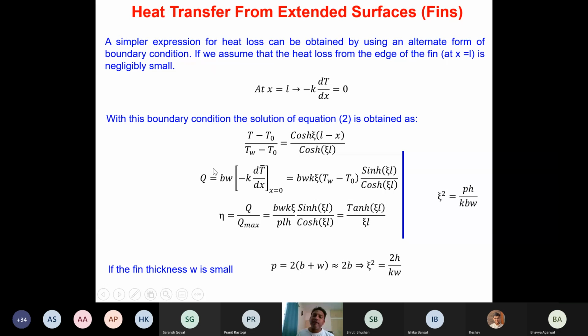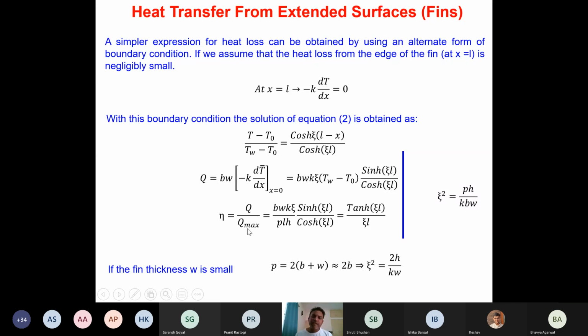Again, in a similar manner, we can find out the total heat, the rate of heat transfer Q. It is obtained as minus BW K dT by dx at x equals 0. So that becomes BW K zeta (TW minus T naught). We can differentiate this equation with respect to x and put x equals 0. So if we put that, what we get is BW K zeta (TW minus T naught) sinh(zeta L) divided by cosh(zeta L).